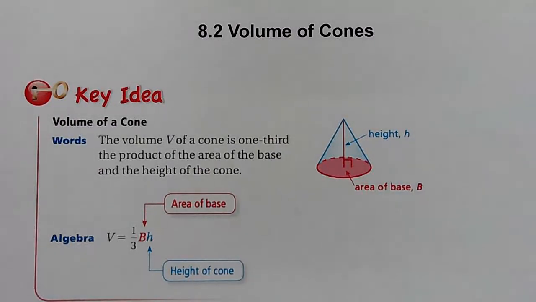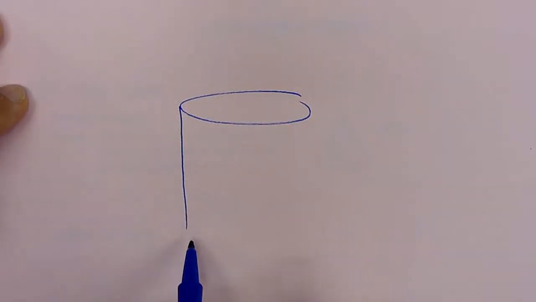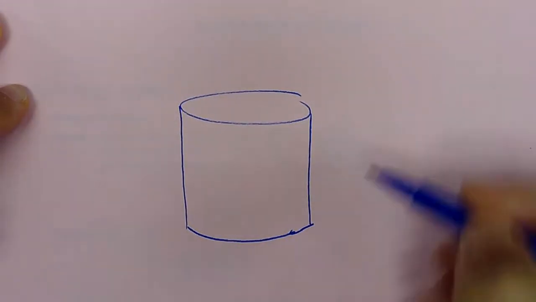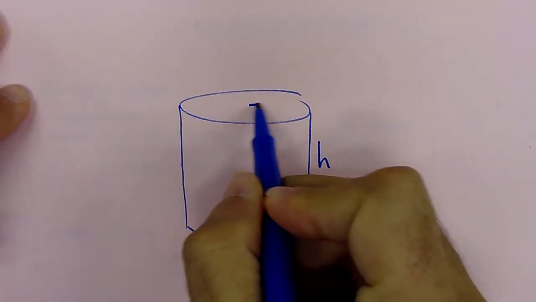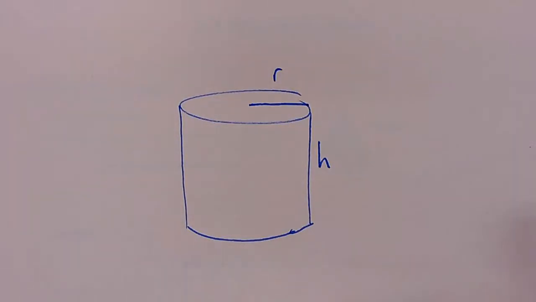Hello, we're going to look at our second solid today. We're going to look at finding the volume of cones. So in our previous lesson, we looked at finding the volume of cylinders. To remind ourselves, a cylinder has two circular bases, has a height, and usually we're looking for a radius. If we don't have the radius, we need to find the radius by dividing the diameter by 2.